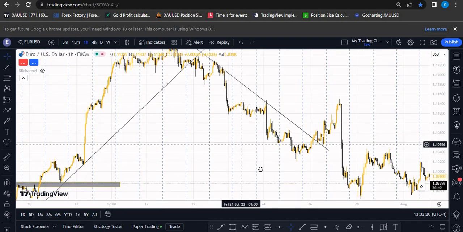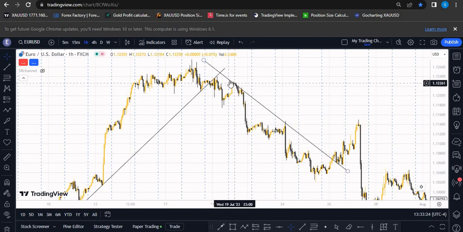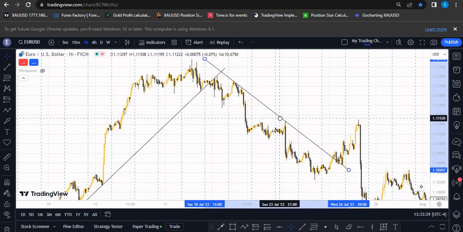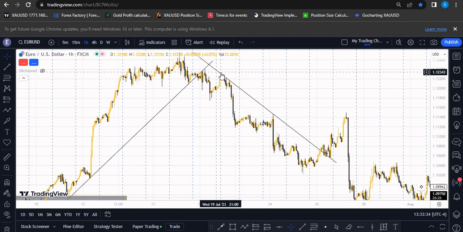You can see something right here. We have this first touch right at the top. We have the second touch right here. Let me do a little bit of adjustment. So yeah, that's it. We have a first touch right here.